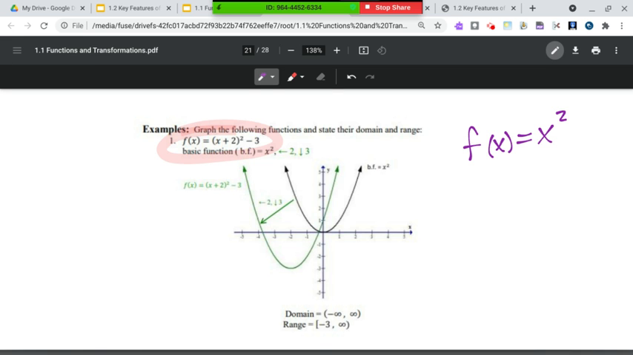Outside is going to be a vertical shift up or down. So minus would bring it down, plus would bring it up. And that's always added or subtracted to the end. And that's what this tells us here. It tells us the basic function is x squared. It shifts left 2 and down 3.